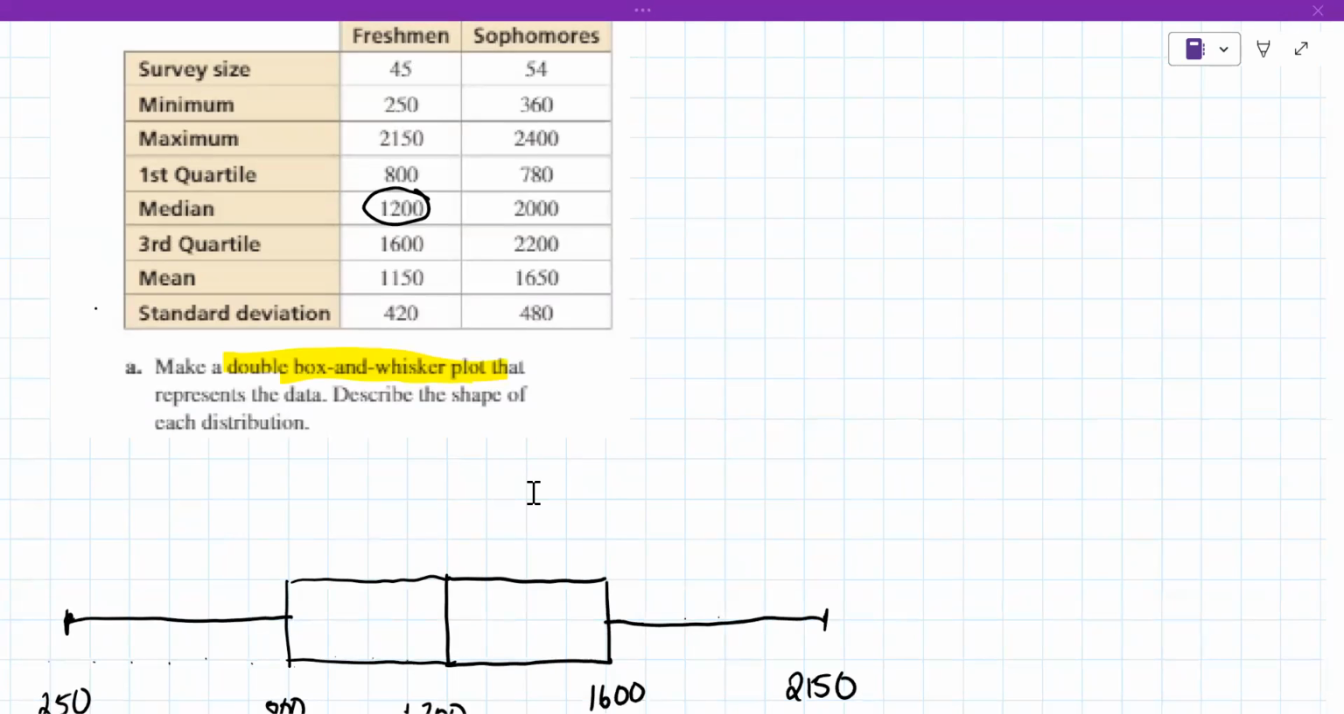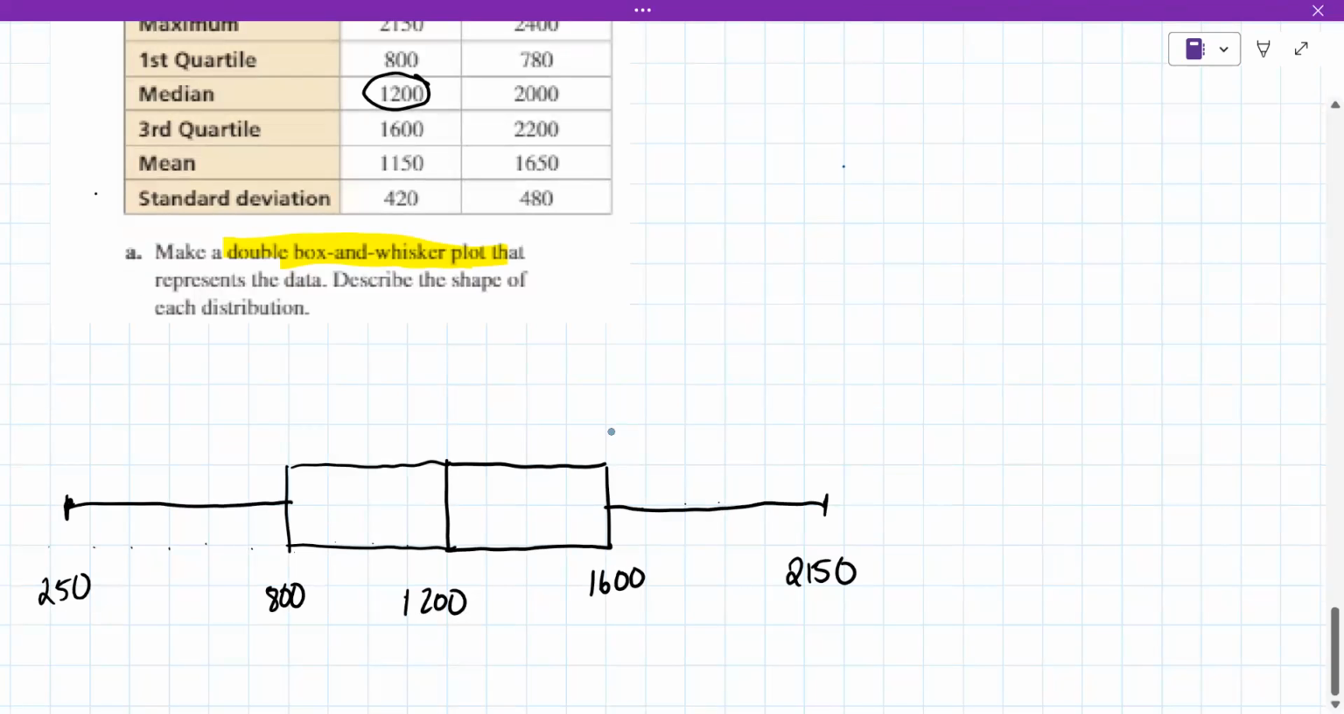All right. And we do the same thing for the sophomores. So I'll switch up the color here. This time, we're starting at the median, which is 2000. So the median is roughly there. That's 2000. So the idea is to get the scaling right by using the right increments. And then quartile 3 is at 2200. So that's kind of there. Draw a little box. Then you find quartile 1, which is 780. That's way over here.